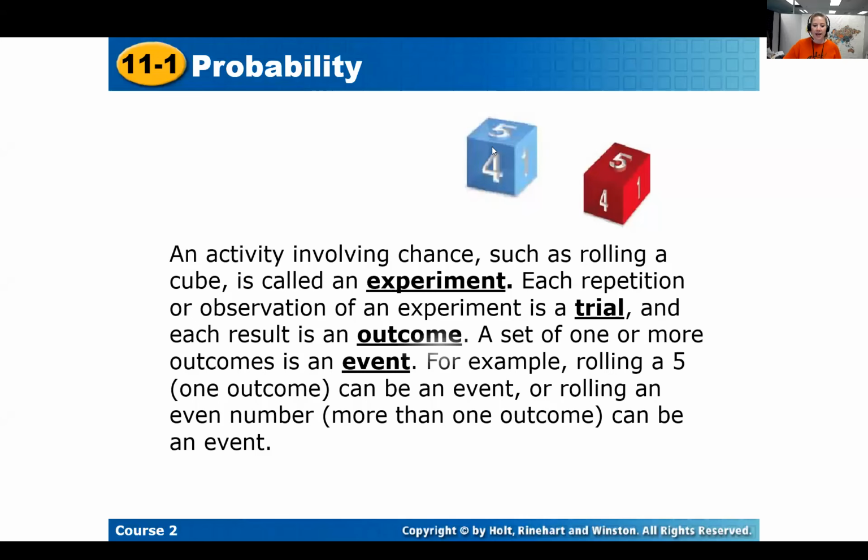Hey guys, so today I am on a field trip with the 8th graders, but I did want to go ahead and make you a video so we can continue to go over the lessons I was planning for today. So we are continuing our probability unit.